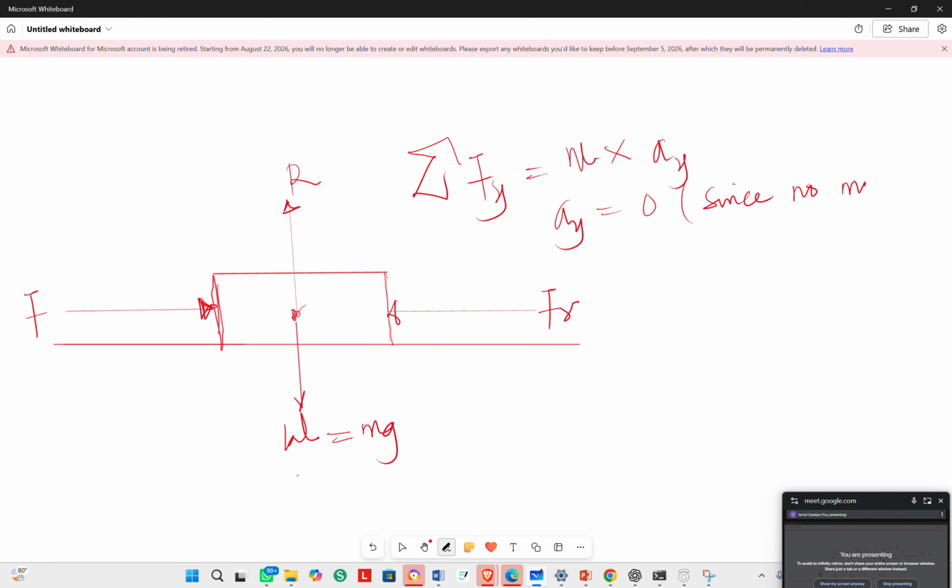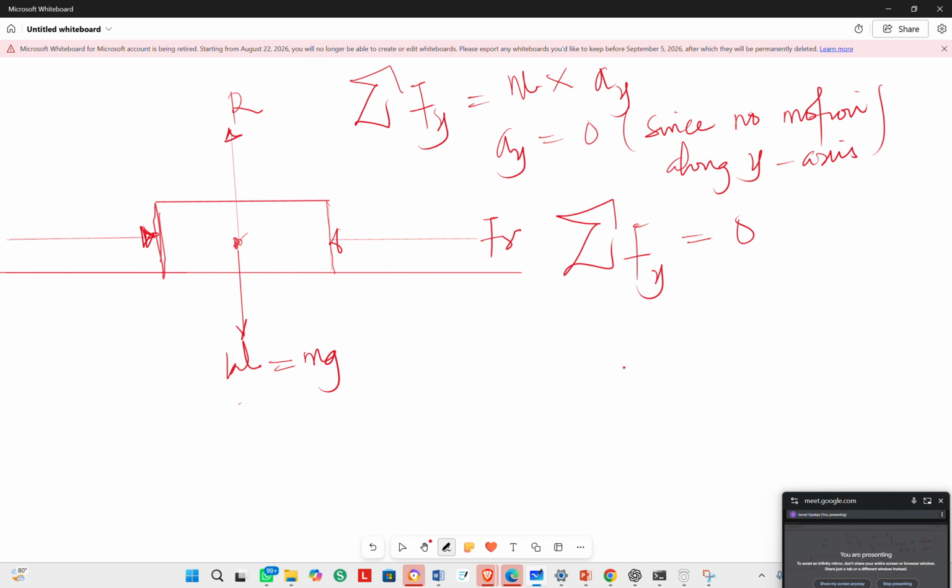Since there is no motion along the y axis. Yes, you are pushing it along the horizontal axis. You don't expect it to be flying up and down. So that's why acceleration along y is 0. Which means that at the end of the day, the algebraic sum along y equals 0. By the time you multiply 0 with mass, everything tends to be 0. So what is that equivalent to? It means that this reaction force lies in the positive y-axis, and this one lies in the negative y-axis.